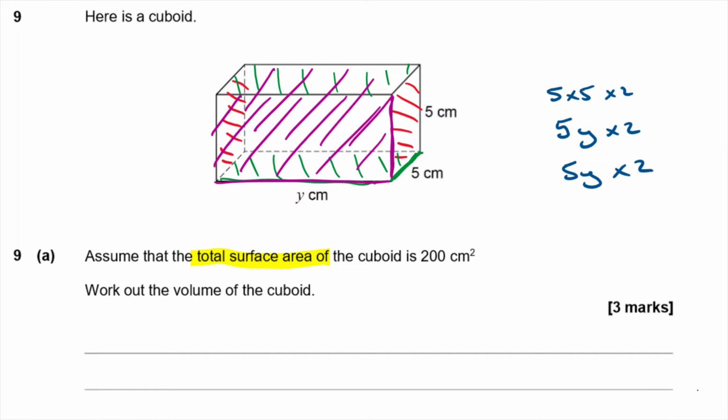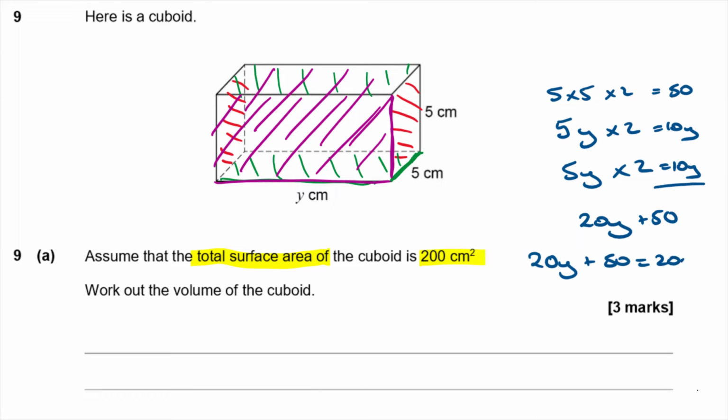So what's that all together then? 5 times 5 times 2: 5 times 5 is 25, times 2 is 50. 5y times 2 is 10y. 5y times 2 is 10y. So adding all that up, I'm going to get 20y plus 50. Now I'm told that the total surface area of the cuboid is 200. So that means that 20y plus 50 must be equal to 200.